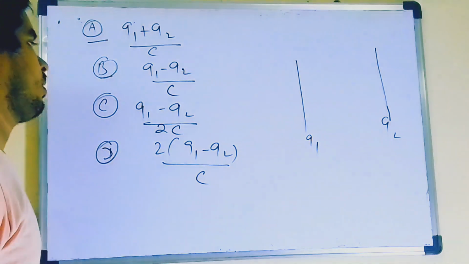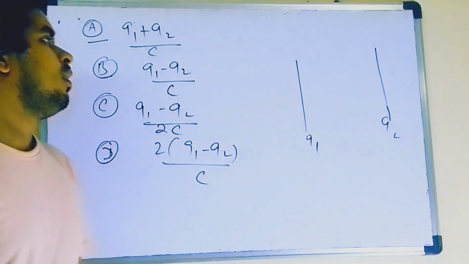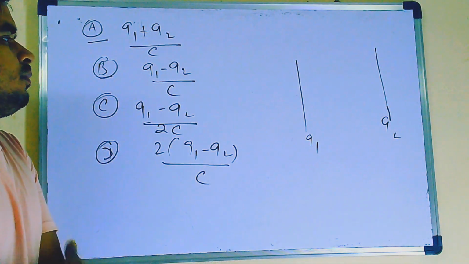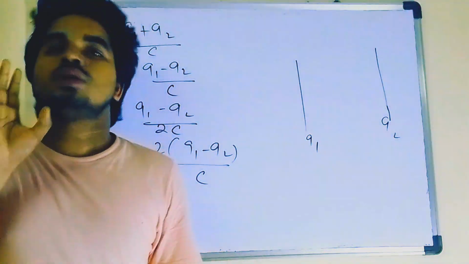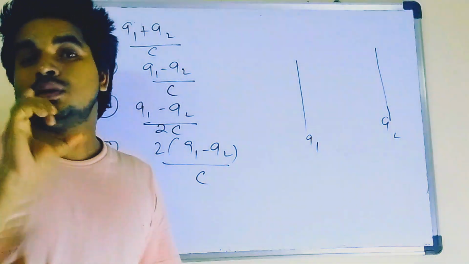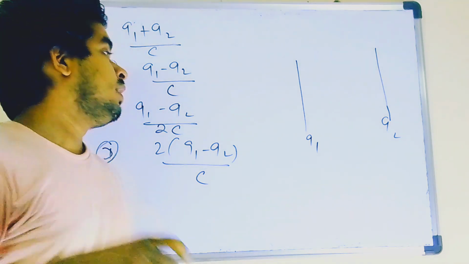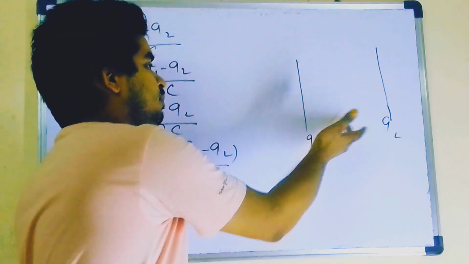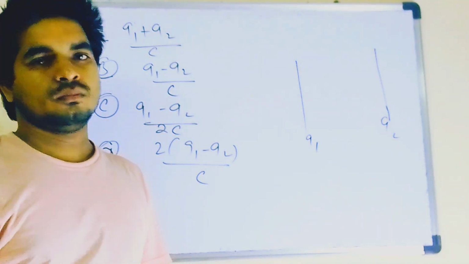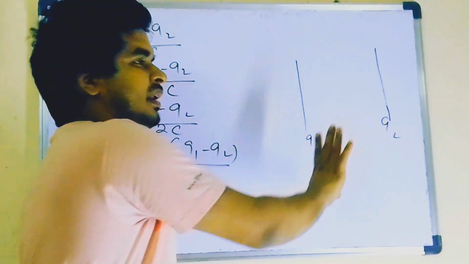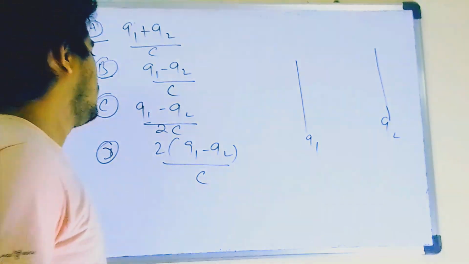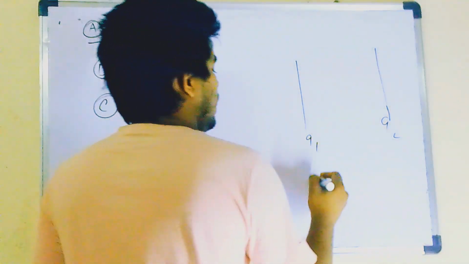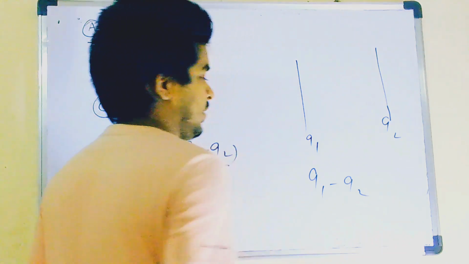Clear? Okay, sir. See, the question is simple. If you understood the concept, now the question is very simple. Think. Q1 charge is here, Q2 charge is here. If I ask you what is the net charge, simply Q1 minus Q2. Clear? Q1 minus Q2 is the net charge.